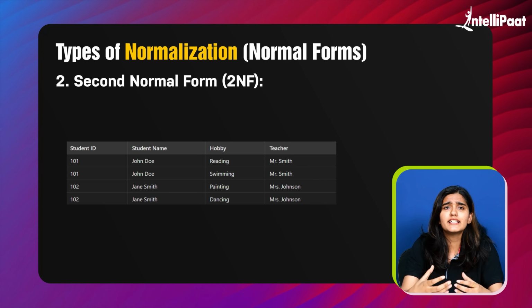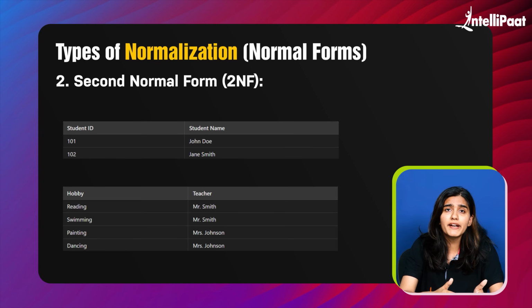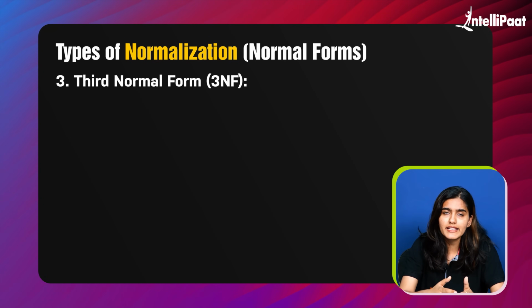For example, in a student table, if you have a column for the student class and another for their teacher, the teacher's name should depend on the class, not on the student ID. Third normal form or 3NF.